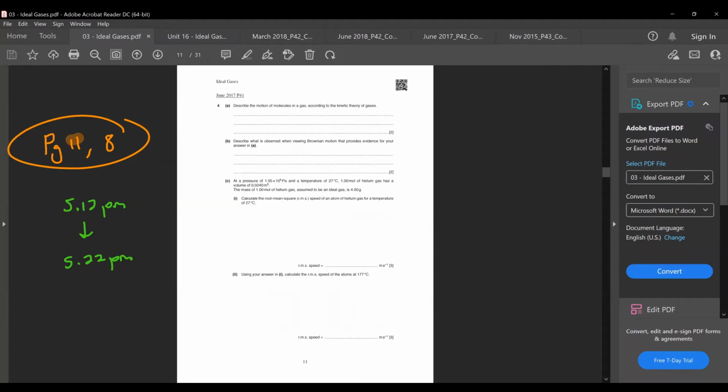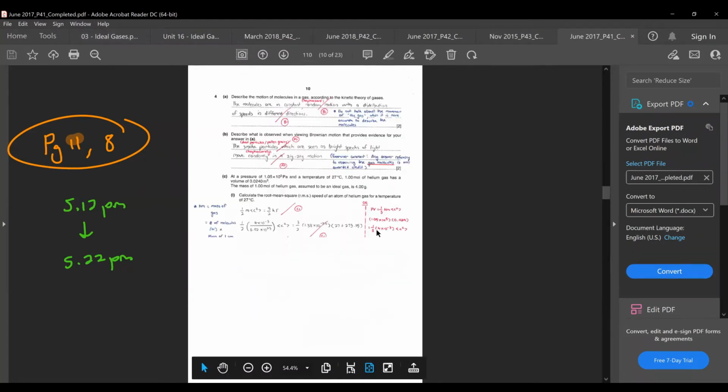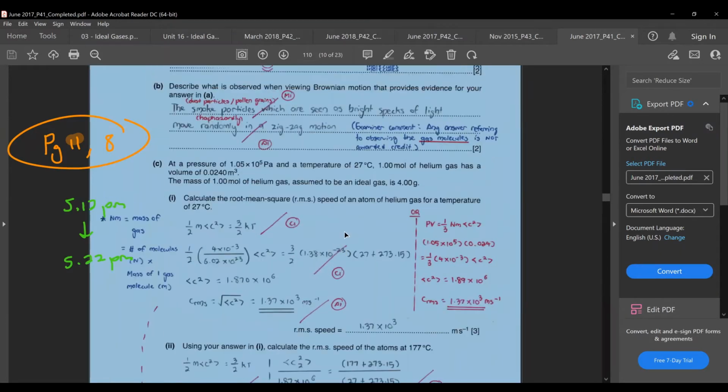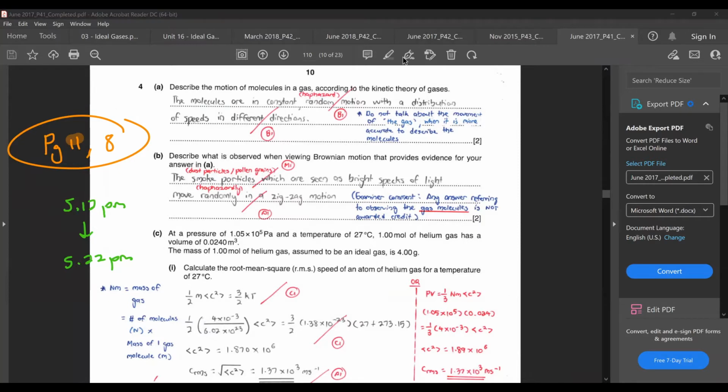This one concerns Brownian motion, which I haven't covered with you. There's one small part in the notes that I haven't covered yet. Okay, right. Now, if you look at the first question, part 4a, they're asking you to describe the motion of molecules in a gas according to the kinetic theory of gases.